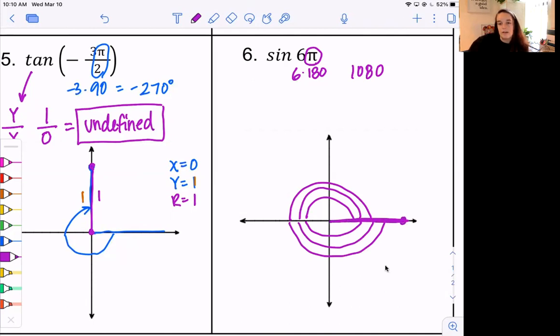I just went around and around and around with my angle. So 6 pi, remember 2 pi is a whole rotation, so that'd be 3 rotations around. So I went round and round and round, and now I'm thinking, okay, what is x, what is y, and what is r?